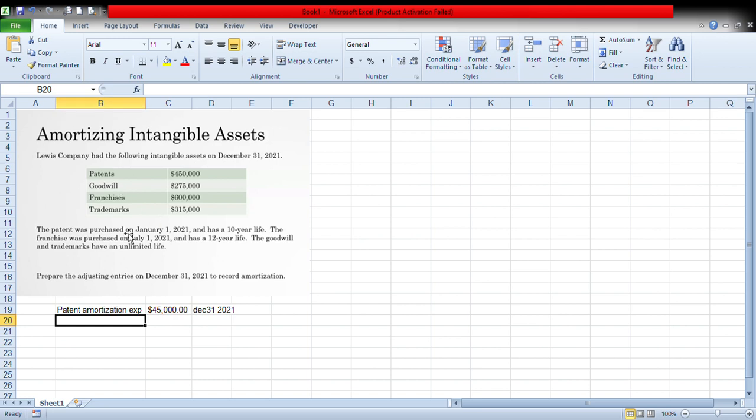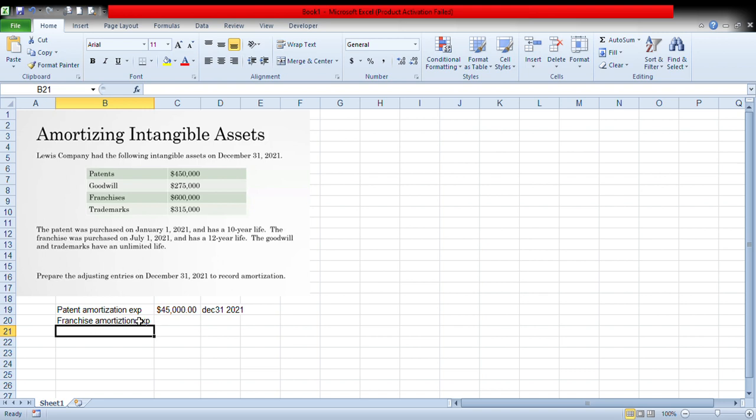Now I want to amortize the franchise, but remember it was purchased on July 1st. So we have to remember it is July 1st. So how many months? July, August, September, October, November, December, the 6 months of amortization. So the franchise amortization expense. What will be the SLN?